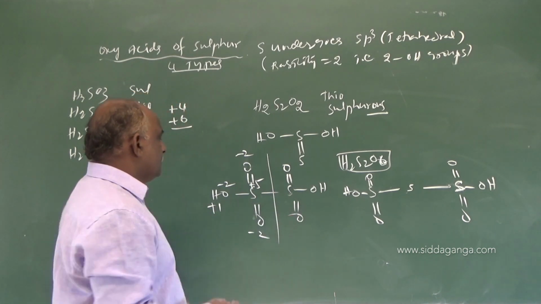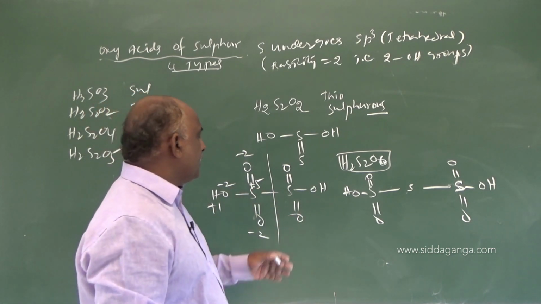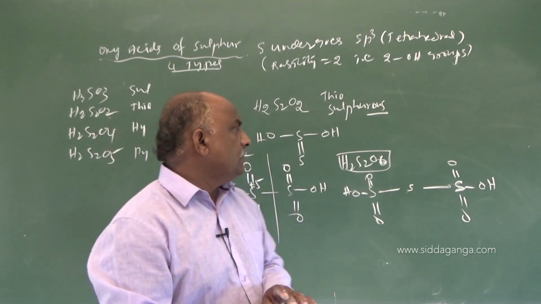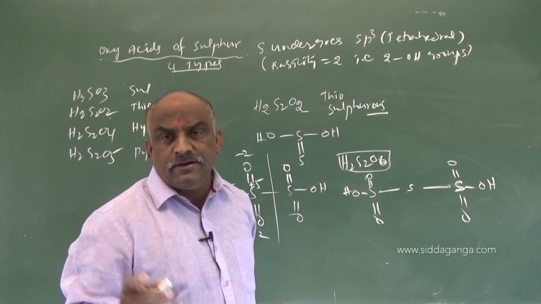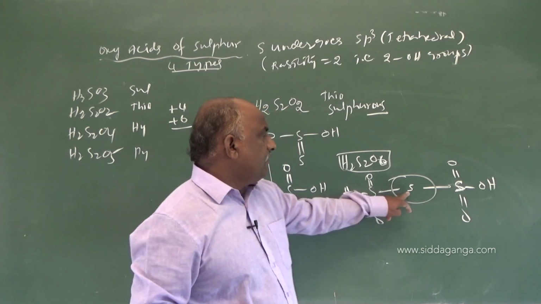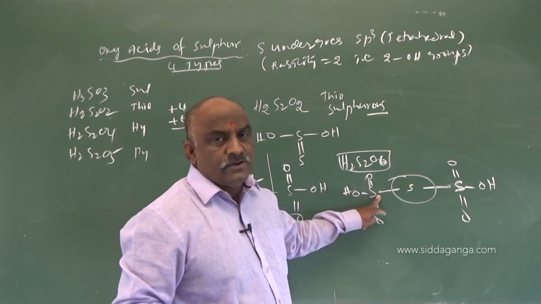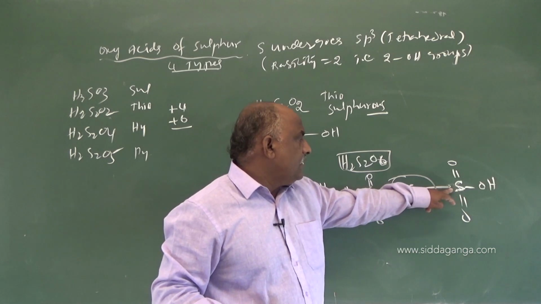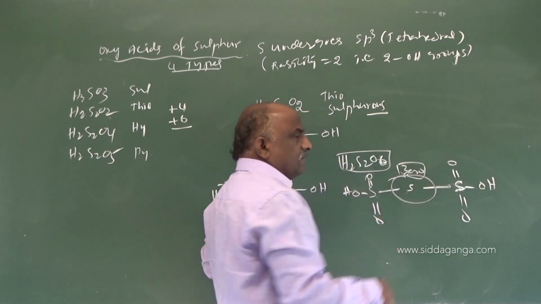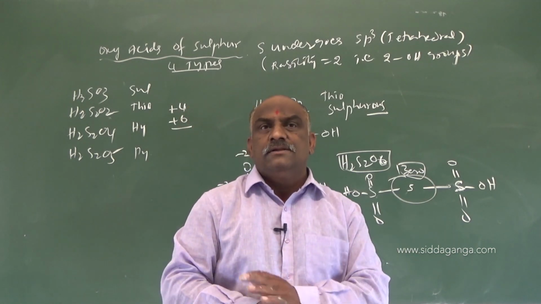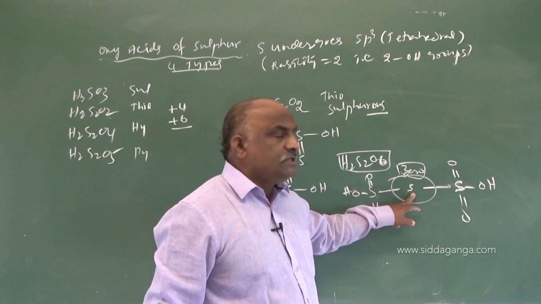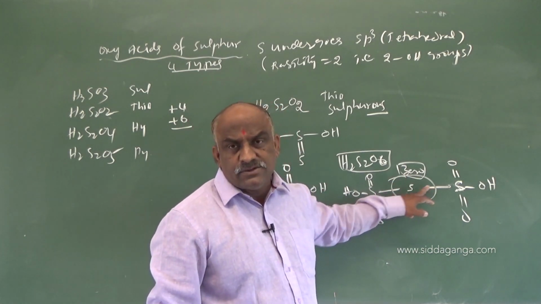+5 oxidation number takes place in H2S2O6. Individually we can calculate, and we can calculate the whole oxidation number also. And one more point I am saying: the middle sulfur is attached to this sulfur atom. Where you find this type of arrangement, the oxidation number is 0. The central atoms which are connected to the same elements, that particular central atom has oxidation number 0. Here sulfur undergoes 0 oxidation number.